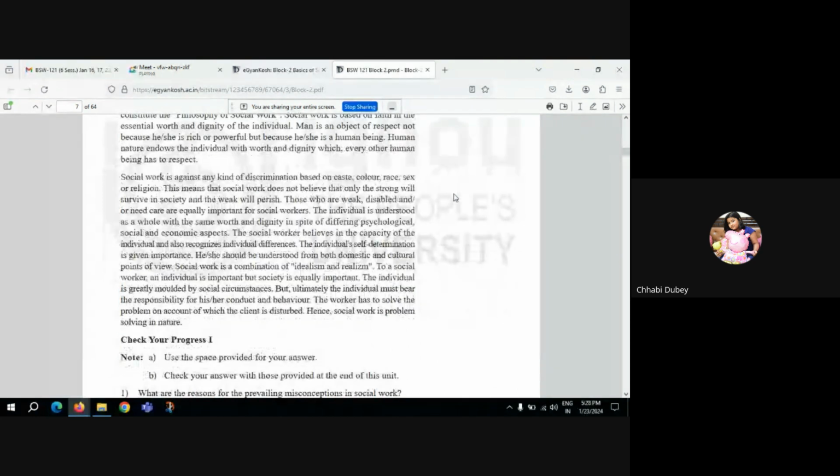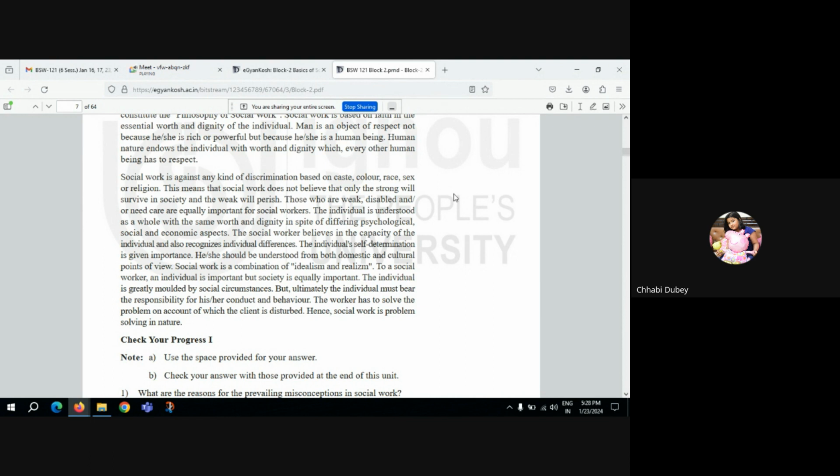Social work is against any kind of discrimination which may be based on the socio-economic, physical, or religious attribute of an individual. It does not believe in the theory of social evolution. The theory of evolution talks about the survival of the fittest, which is known as Darwin's theory.